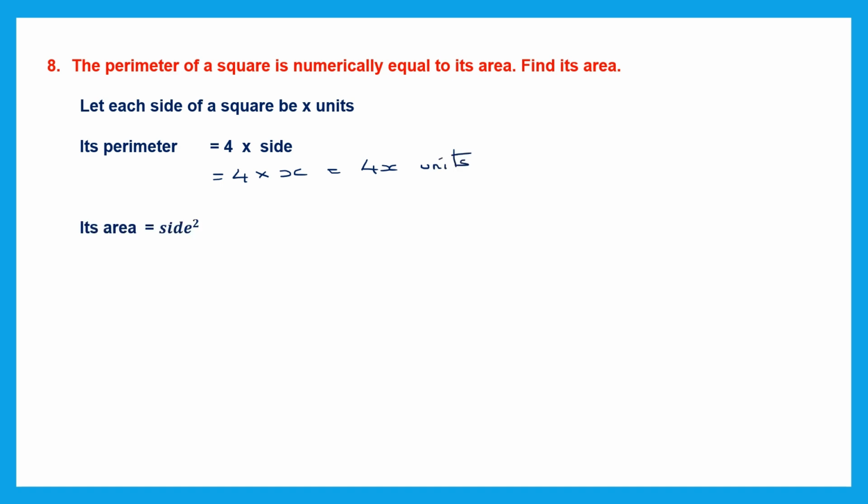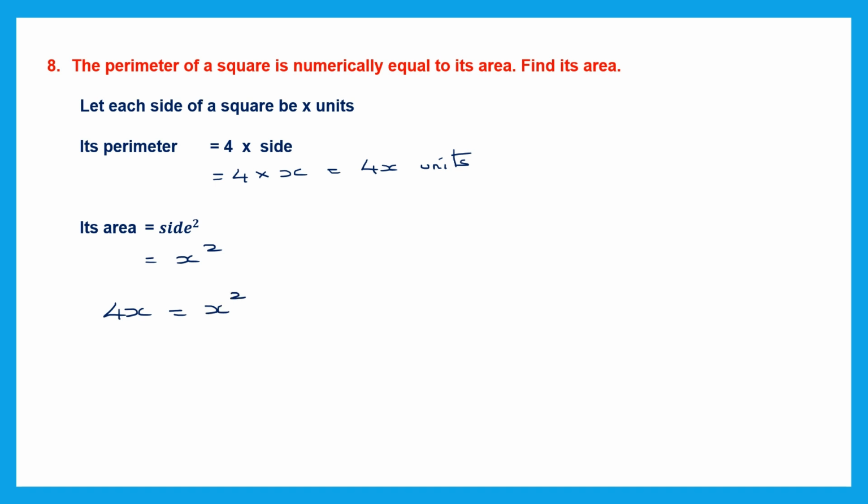Now the area. Area is side square. We said the side is x, so x square. So the area is x square, and here it says the perimeter is 4x units. Now what does the question say? The perimeter of a square, that is this perimeter, is equal to its area. So 4x is equal to x square.